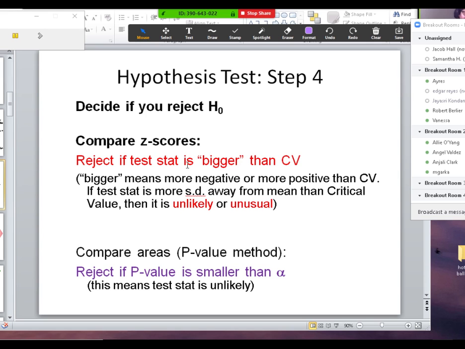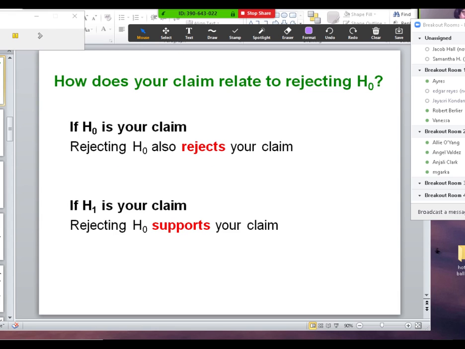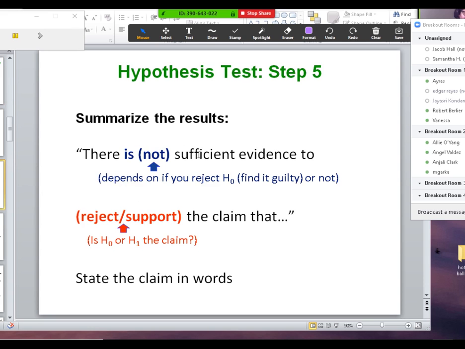If I'm not rejecting H0, that comes into play in step 5. It's not about step 4. In step 5, if you do not reject H0, then you do not have enough evidence. To support or reject the claim depends on whether H1 was your claim or H0 was your claim. H1. Then you use the word support. Okay. Thank you. Welcome.